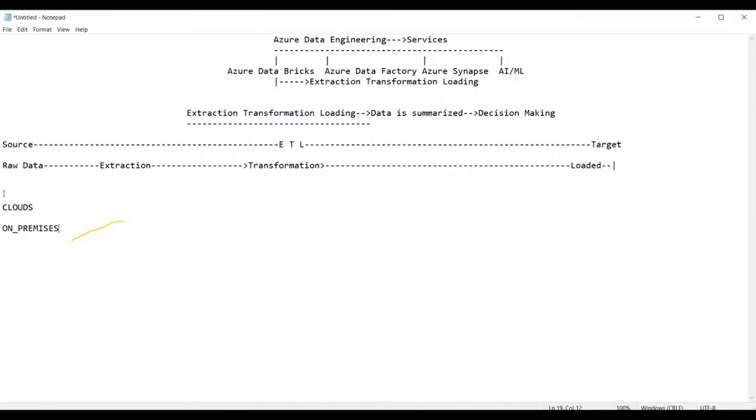Okay, so first of all, let us try to understand what is cloud. Azure data engineering is a cloud-based data engineering. Am I right? So now guys, let us try to understand first of all what is a cloud and what is an on-premises. When it comes to this cloud, just forget about this cloud. I'll just give you an example for this.